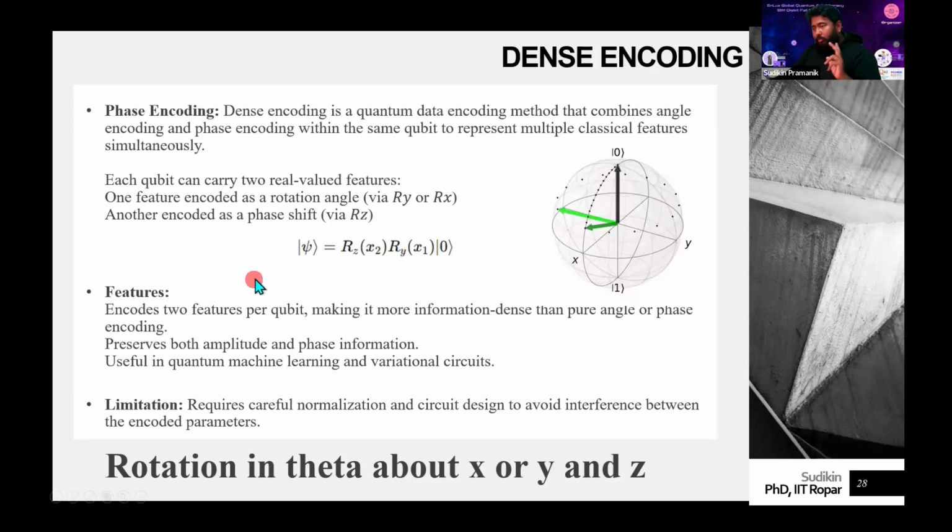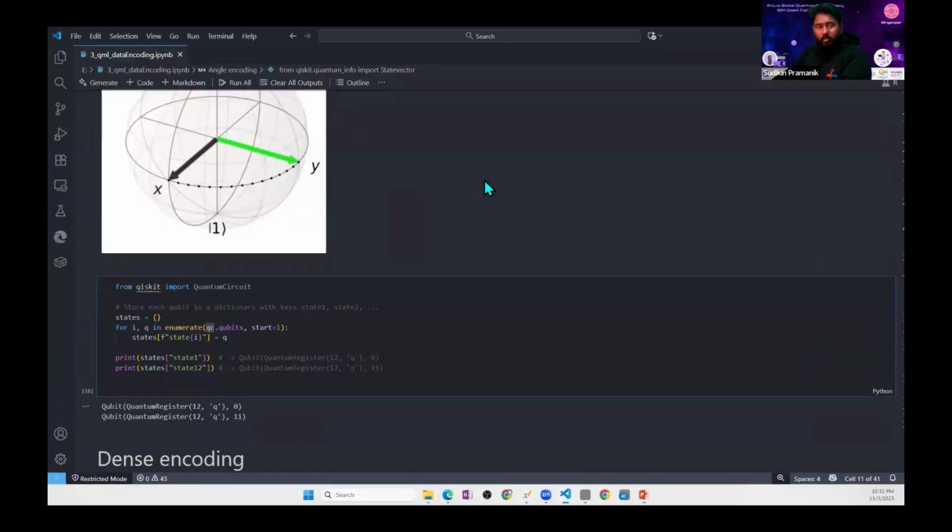So in dense encoding, you can encode at max 2 values, not more than that. That means if you put a RY, then you can put a RZ. If you put a RX, then you can put a RZ. But you cannot put a RY, RX, RZ. That will turn it into another form of encoding, but that won't be dense encoding. So in this case, we are doing rotation about both X or Y, and Z. So let us look into dense encoding.